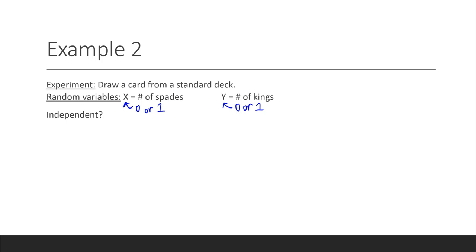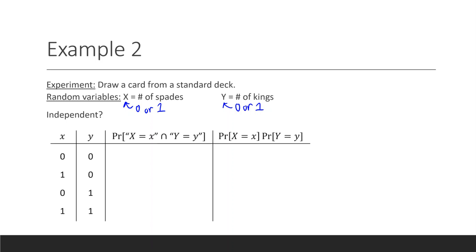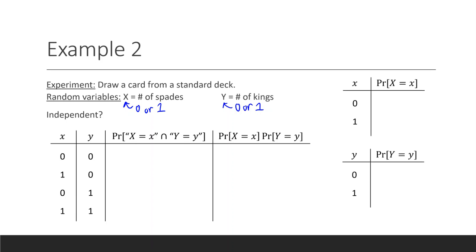So let's try and put together some tables. What we're going to try and do is fill in this table here, because we want to show that whatever we put here is the same as whatever we put here, and whatever we put here is the same as whatever we put here. In other words, we want to show that this column and this column are the same. To help us do that, let's look at finding the PDFs for x and y.